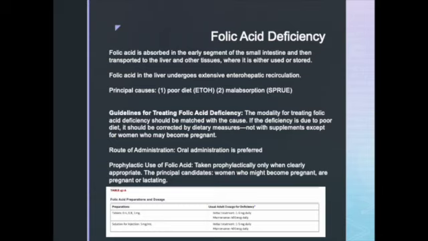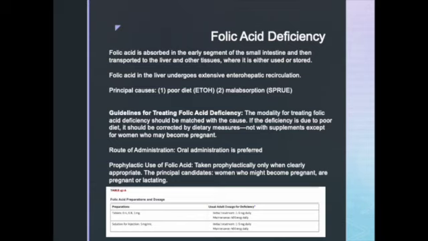Sprue is an intestinal malabsorption syndrome that decreases folic acid uptake. And because sprue does not block folic acid absorption entirely, this deficiency can be corrected if we give large amounts of folic acid orally.